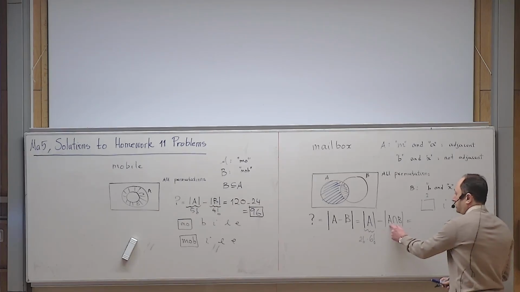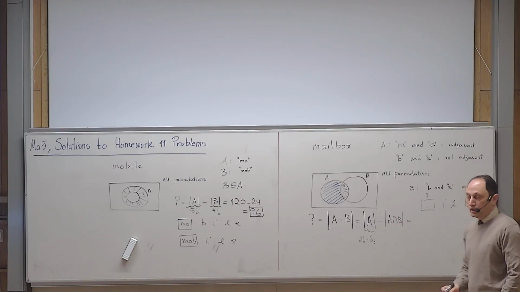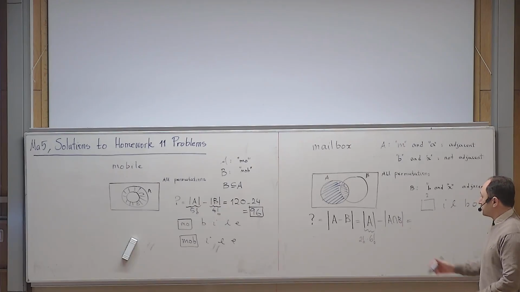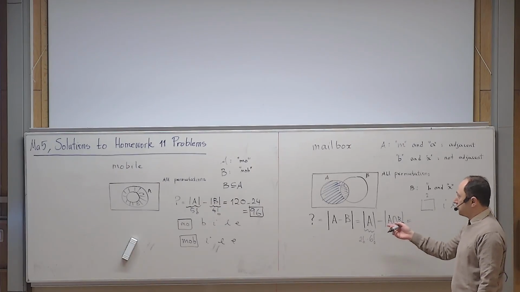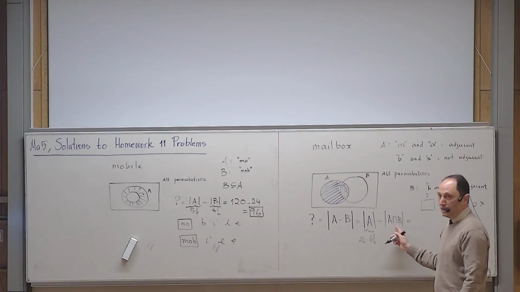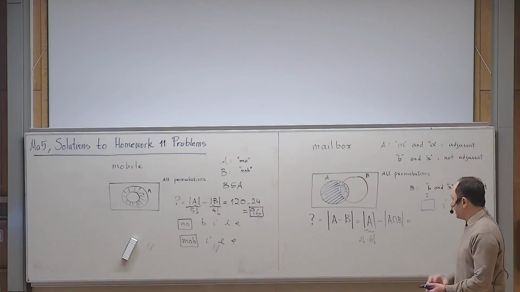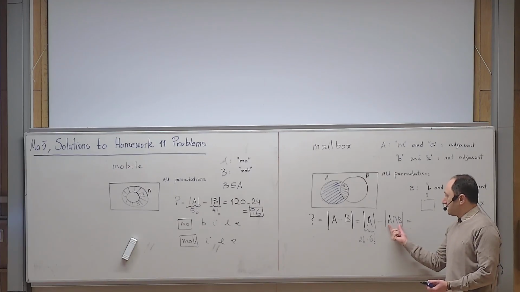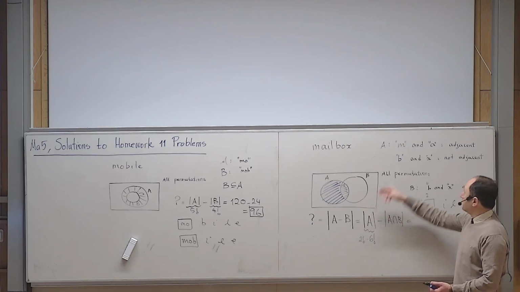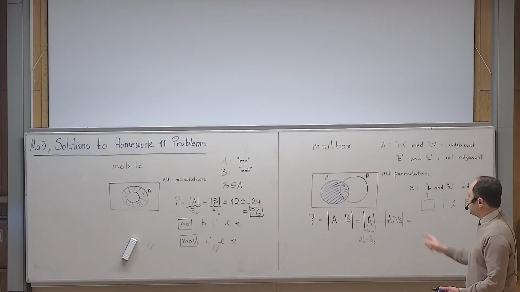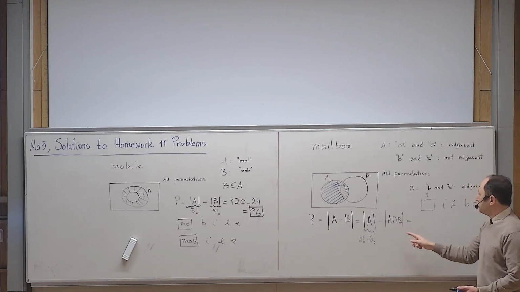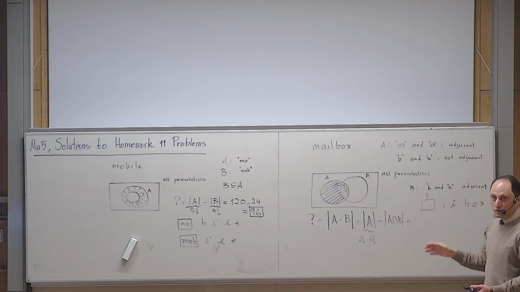The second one is the intersection of A and B. But read it in words. Can you read what the properties of the items within A intersect B are? What is the meaning of it in English? I am looking for the items that are inside A. It means M and A are adjacent, and simultaneously inside B means B and X are also adjacent.